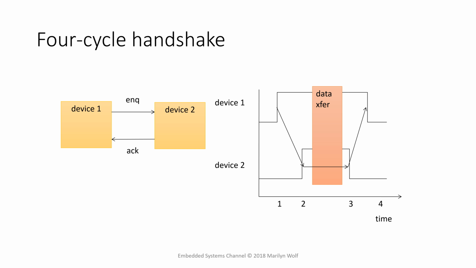The handshake means that we don't have to have explicit fixed timing for the transfer. If one side needs to take a little longer, it can do so by proper signaling of the ENC and the ACK.